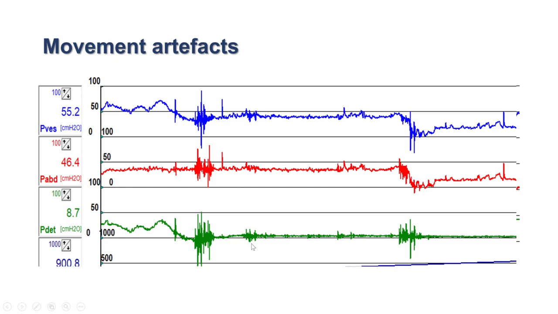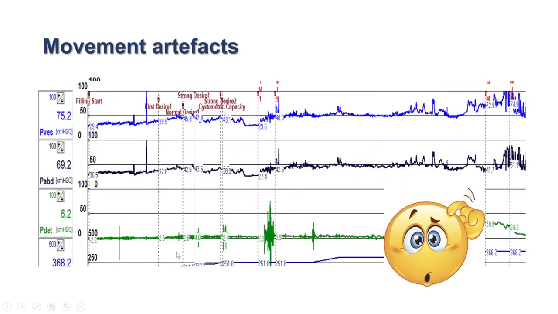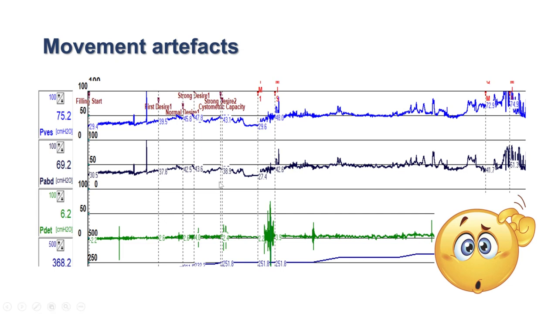Then there can be movement artifacts. We can see that the patient was moved, so there was some knocking kind of artifact in P vesicle and P abdomen, which was translated into the P detrusor also. Now, this is a rare phenomenon. I have not been able to answer it.